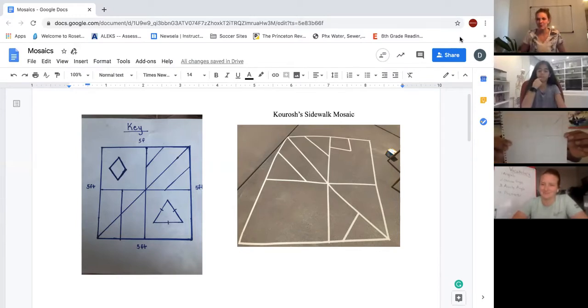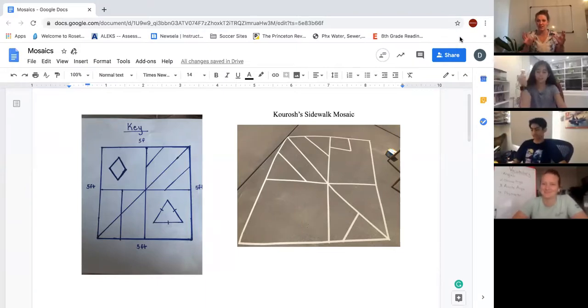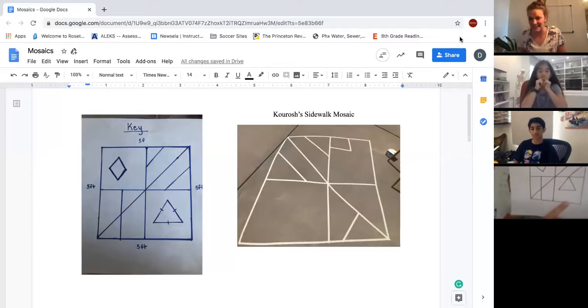Nice. So he did both. He did the sidewalk mosaic, that was large scale, so he used feet as his unit of measurement, and he did the small scale one and just used inches as his unit of measurement. And Karosh, you did a really nice job. It was not easy to follow the directions. In fact, Danielle did it as well, and she did it a couple times to get it exactly the same as mine. So it could have been an error in instructions as well. So I think you did an awesome job.